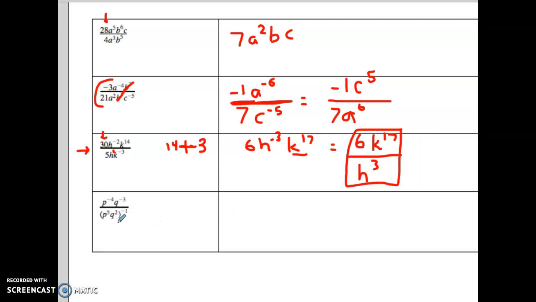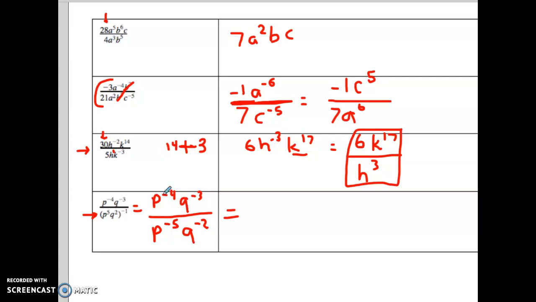Cool. So the last one here, I'm going to let you try it on your own after we talk about what's going on down here. Hopefully you remember from the last lesson, when I have a power raised to a power, I have to multiply first. So my top isn't going to change. That's going to stay p negative 4, q negative 3. But on the bottom, I've got 5 to the negative first. That's going to become p to the negative 5th. And then q squared to the negative first is going to become q to the negative 2nd. So hopefully you'll be able to pause and go from here. I'll let you try it.